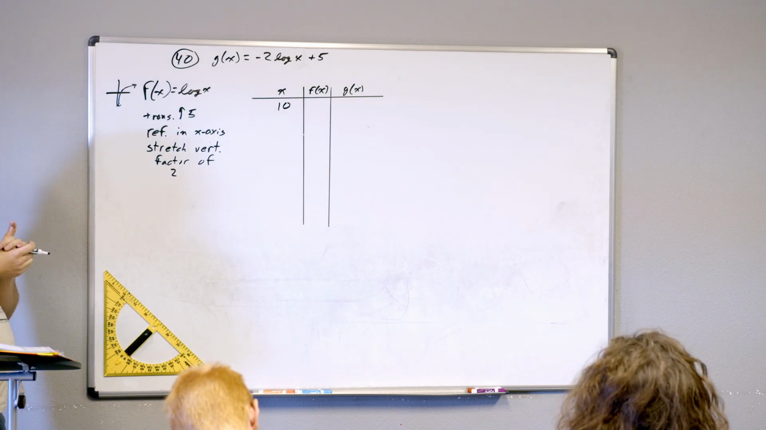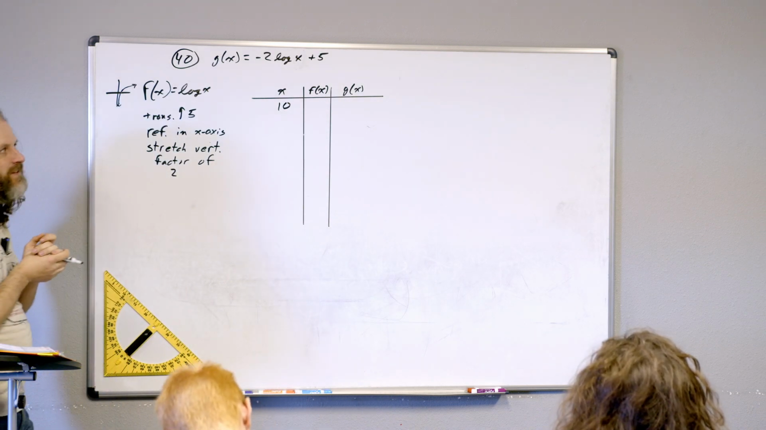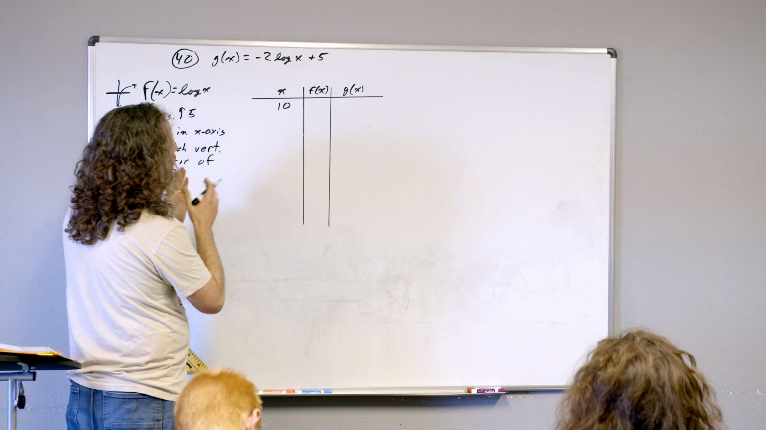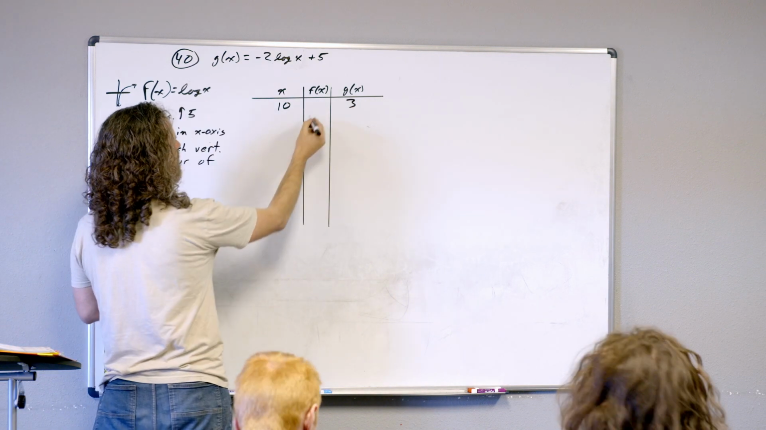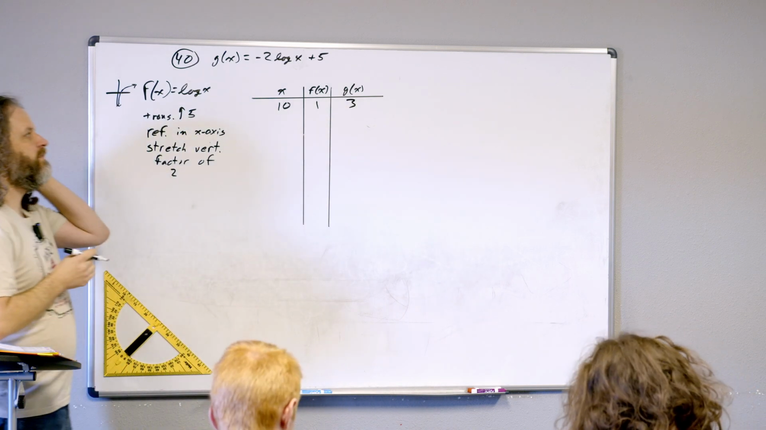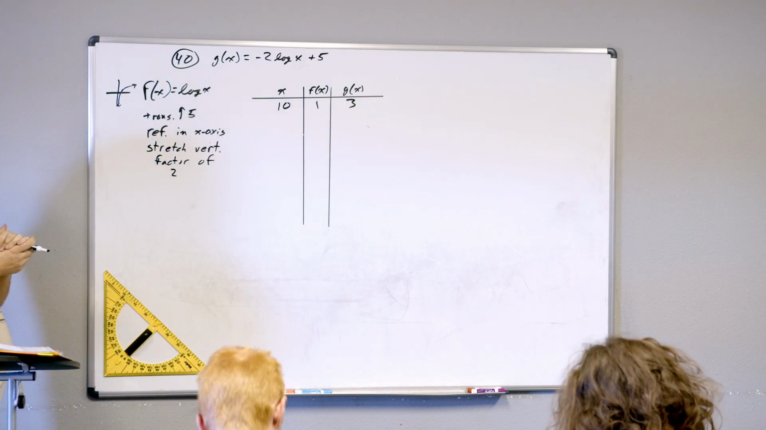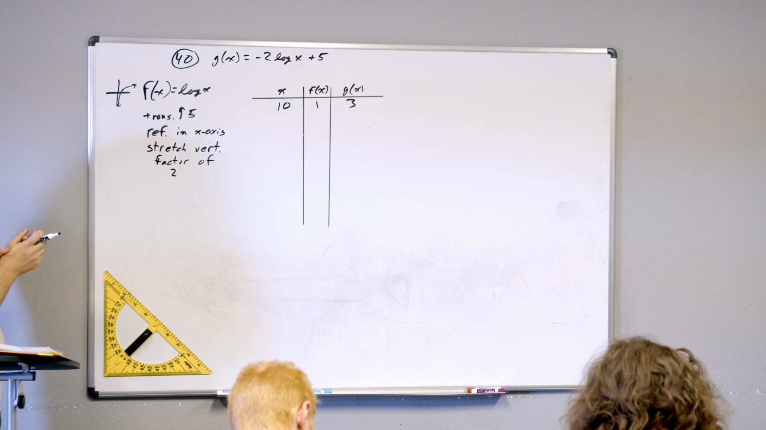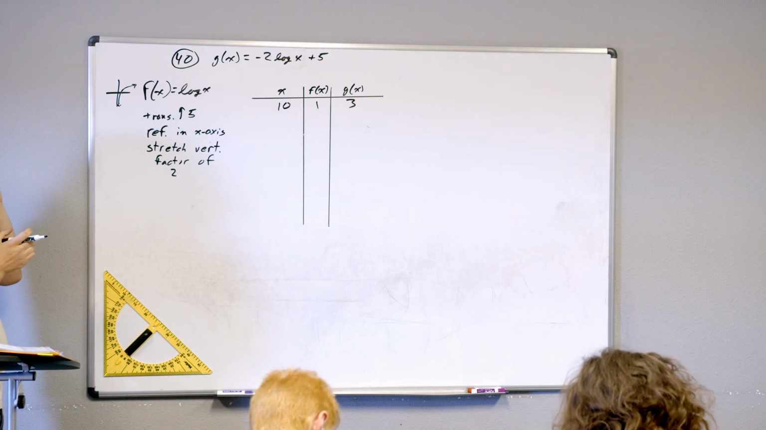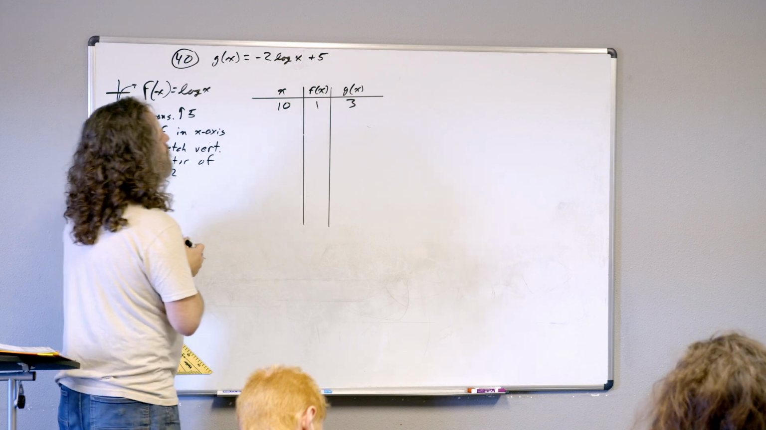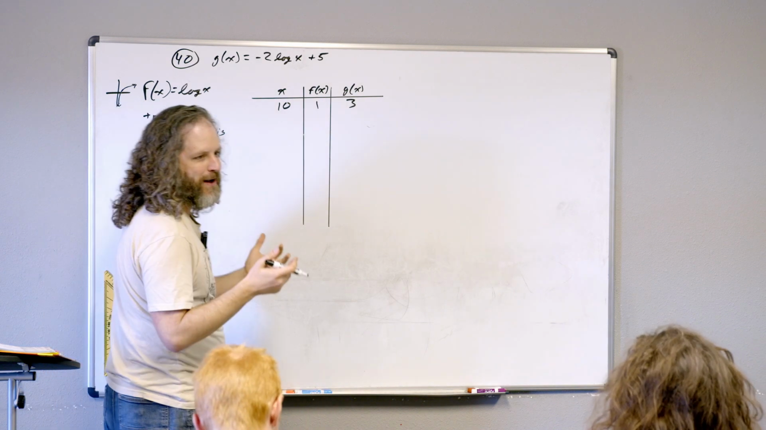Because then you can just get rid of the log. Right. And you end up with -2 plus 5, and you end up with 3. This one you end up with 1, right? You can confirm that on your calculator if you wish, of course. Right? Yeah. And then, what about another one?